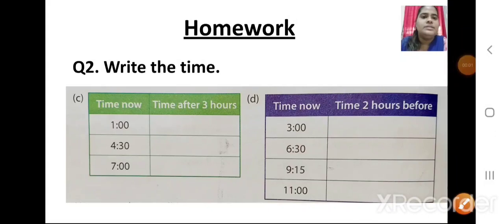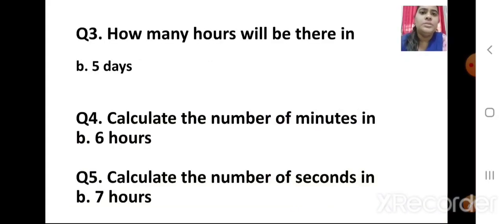Children, next is your homework. From question number 2, you will write C1 and D1 in your textbook itself. Okay, write the time. From question number 3, the B1 you will find. Question number 4, again B1, and question number 5, again B1. Okay, write it down. Do the homework in your homework notebook.